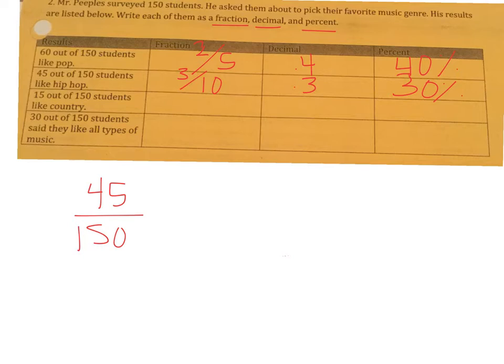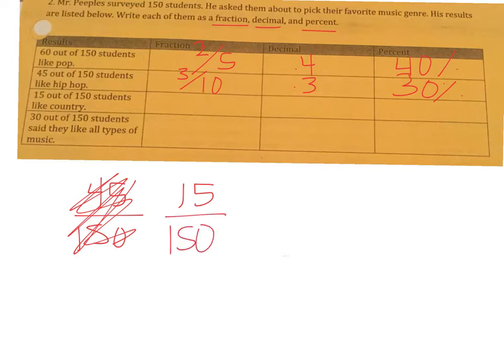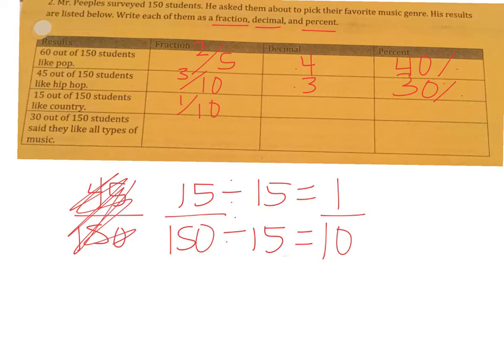All right, so our next problem, we have 15 out of 150 students that like country. So we're going to go ahead and simplify here by 15. So 15 divided by 15 is 1, and 150 divided by 15 is 10. So we have 1/10. And since we have 1/10, we have our place value, so we can just write 0.1. And we will move the decimal 2 times to the right, add a 0, and we have 10%.